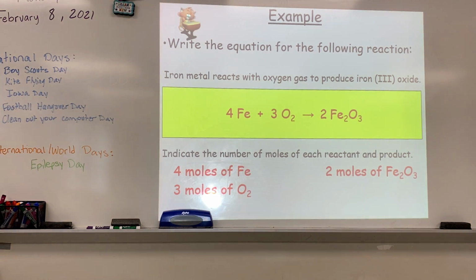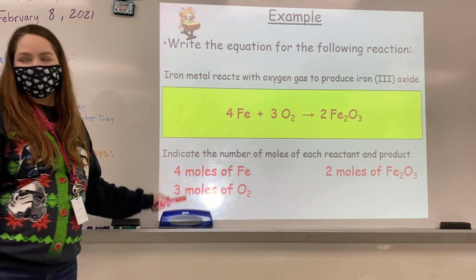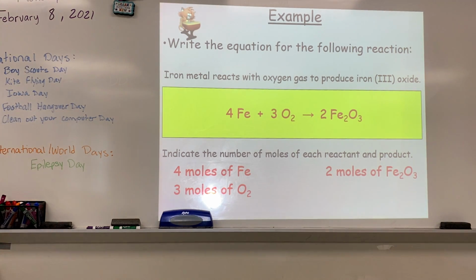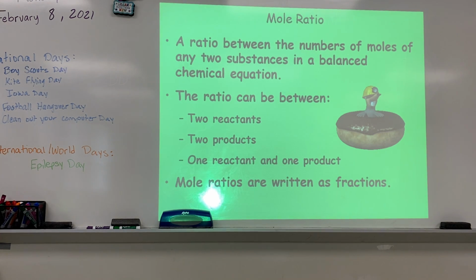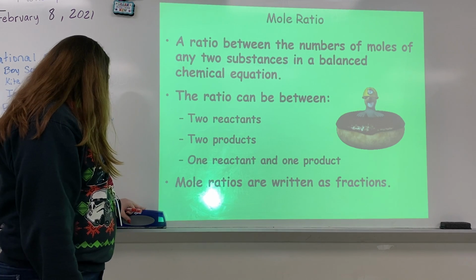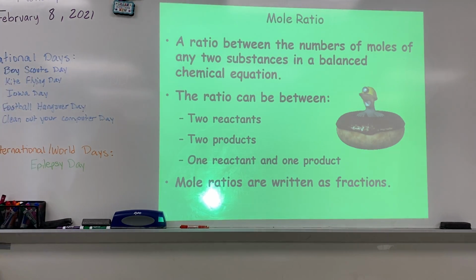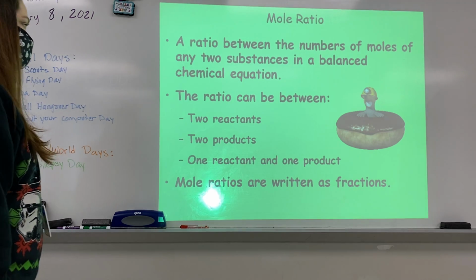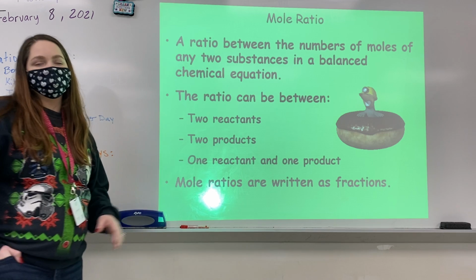So, how are we going to use these things in order to go from one to the other? We are going to use what's called a mole ratio. A mole ratio is basically a fraction of two numbers. And those two numbers are the number of moles of two different substances. Those two different substances can be 2 reactants, 2 products, or 1 reactant and 1 product.